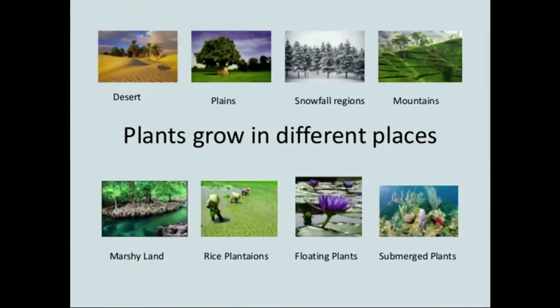Then we are going to have an overview of where plants can grow. We all know that plants grow in different places. They can grow in deserts, they can grow in plain areas like around us. They can grow in areas where there is a lot of snowfall during the year, like in Murree or in cold places. And then there are plants which can grow on mountains, and then there are plants which can grow on marshy land. Marshy land is actually wetland where there's a lot of dirt and mud which supports different plants to grow. Then rice can grow in a lot of water.